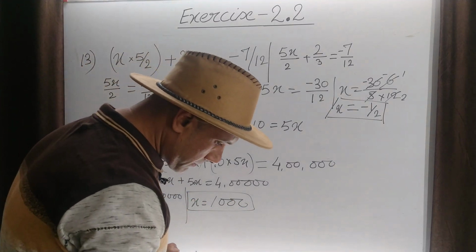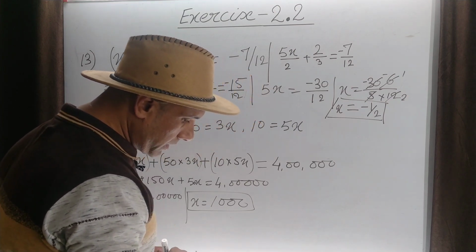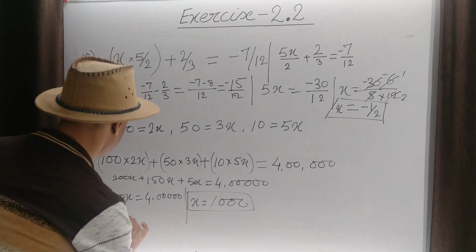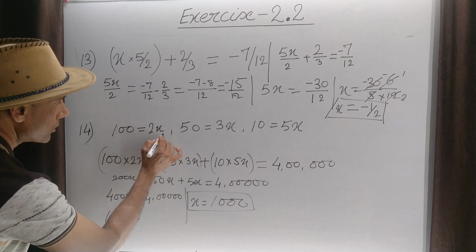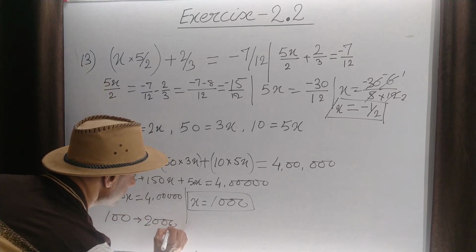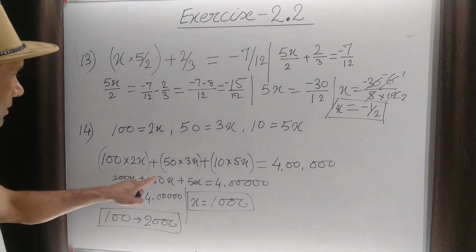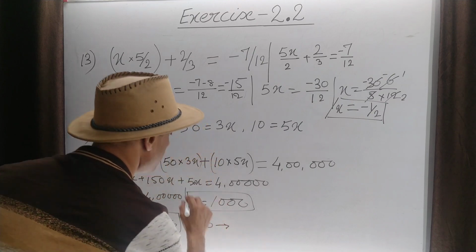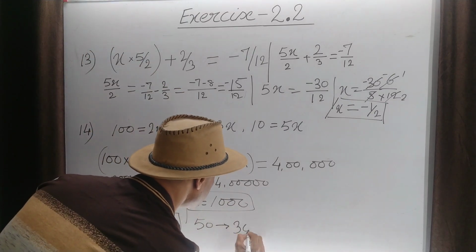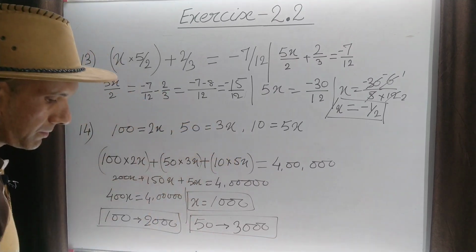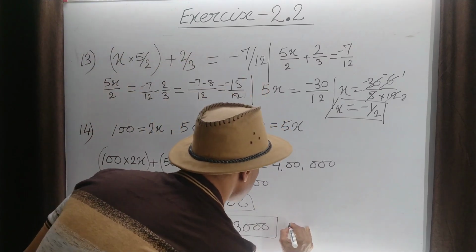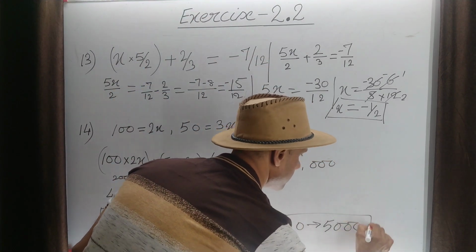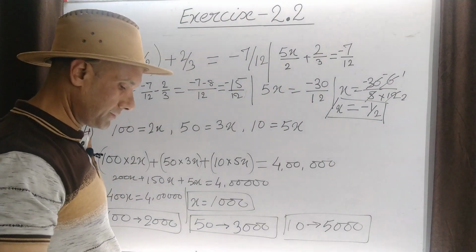So what we have got to find? We have to find how many notes of each denomination she has. So the 100 rupees note should be having 2x, that is 2000. Okay, 50 rupees note 3x, that is 3 into 1000, that is 3000. And 10 rupees note should be having 5 into x, that is 5000. Understood? Clear?